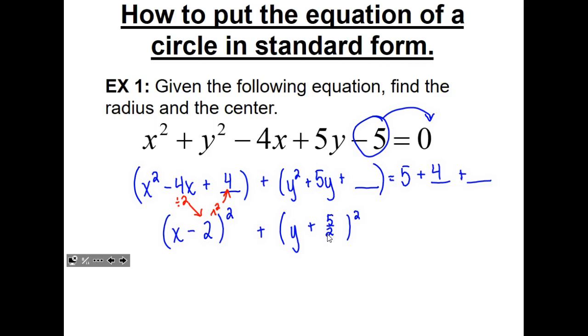And then here, to get the number that goes here, I've got to square that number. So if I square 5 halves, what will I get? If I square the top, I get 25. If I square the bottom, I get 4. Okay, so it's always the same. For completing the square, we divide by 2 to get the number that goes in the parentheses. We raise it to the second power to get the number that goes here. So if I put 25 over 4 here, I've got to put 25 over 4 here.